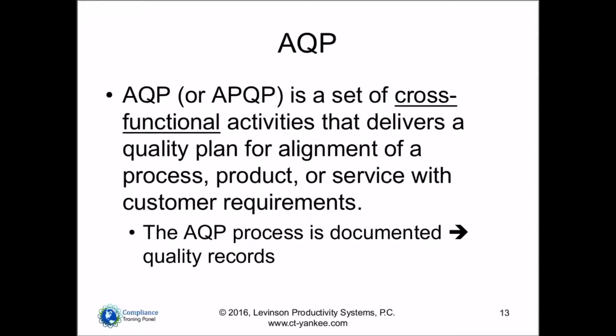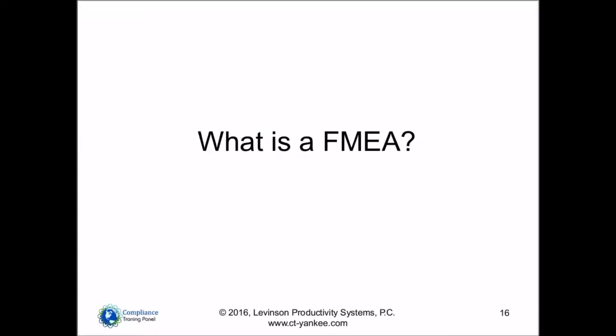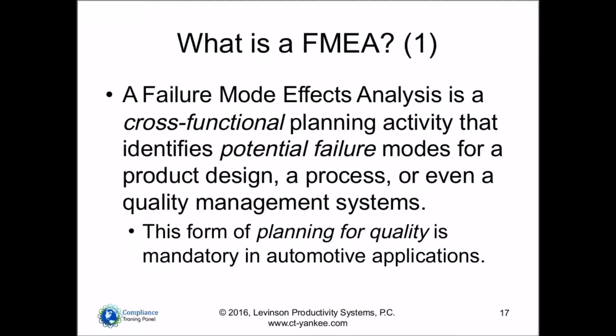It's a set of cross-functional activities that deliver a quality plan for alignment of a process, product, or service with customer requirements. It's documented. That means it's a quality record. Here's a graphical, sort of flow chart depiction of the role of FMEA in the control plan and AQP. Okay, what is FMEA?